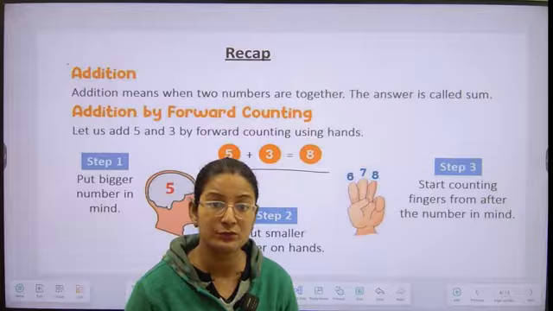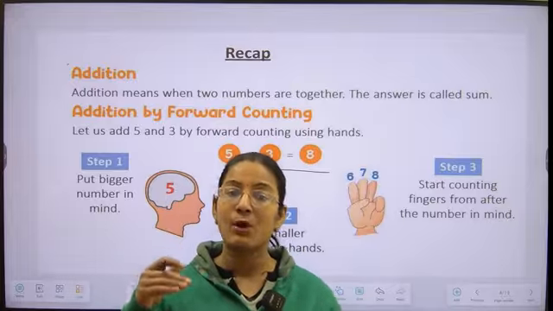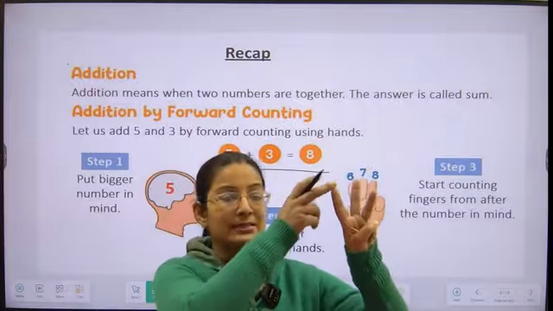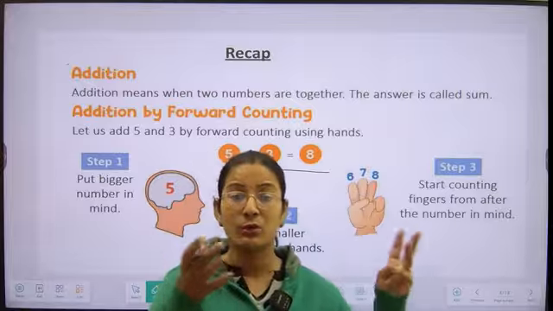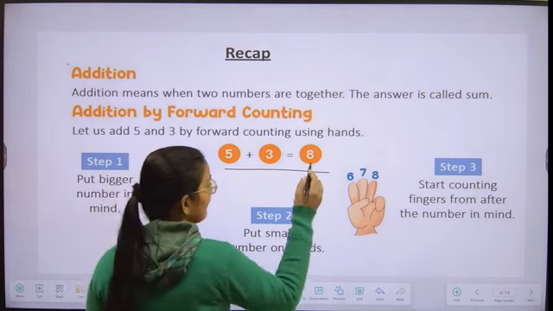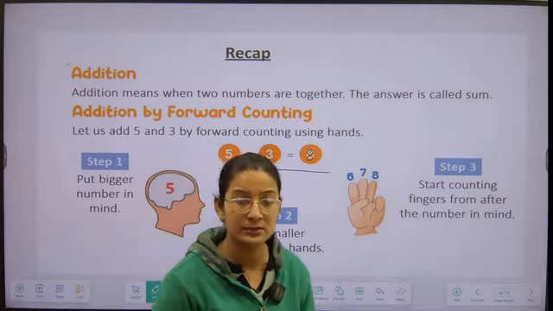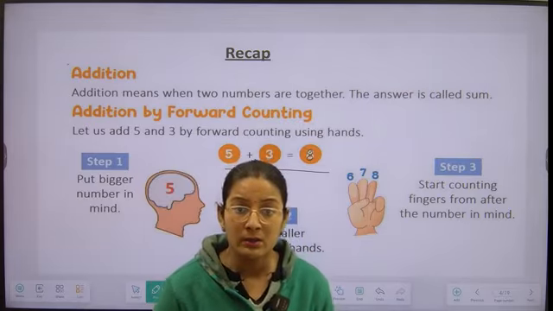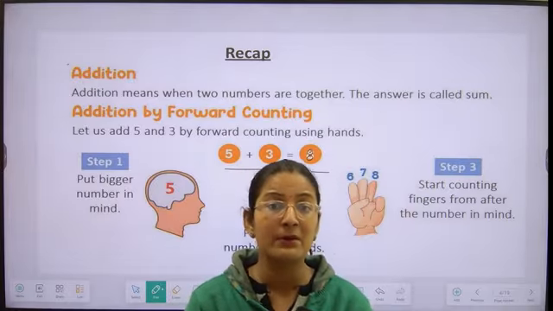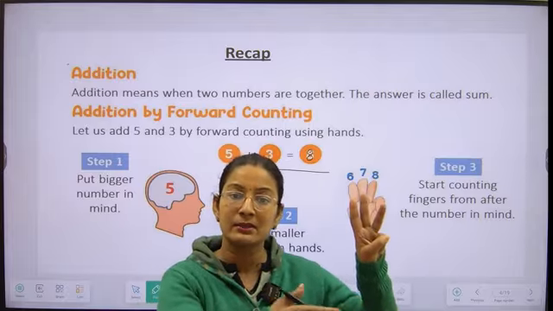So what am I going to do? I'm keeping the bigger number in my mind, that is 5, and the smaller number on my fingers. Let's start addition. 5, 6, 7, 8. So what am I getting? I'm getting 8 for this. So we have to write 8 over here. So when we have to add the numbers on forward counting, we keep the bigger number in our mind, the smaller number on our fingers, and start adding them.